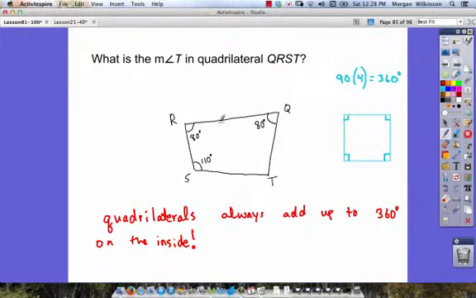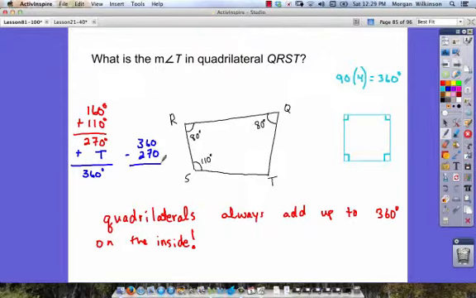So here we have 80 plus 80. Well, that must be 160. Plus 110. That must be 270 degrees. And now we need to figure out what our last angle T needs to be in order for us to have 360 degrees total. So 270 plus angle T is going to equal 360 degrees. We can say 360 minus 270 to find T.